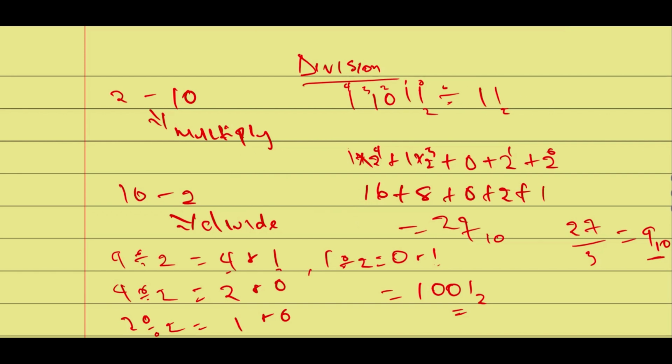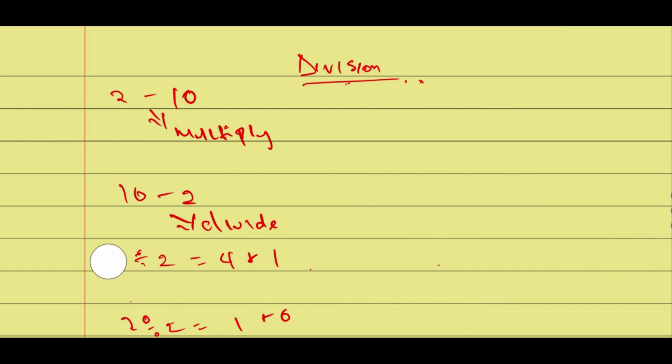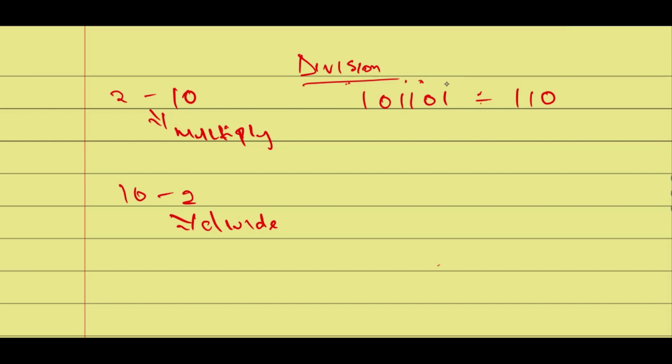Let's look at another example. Remember what we said? Conversion of base 2 to base 10 is multiplication, and conversion of base 10 to base 2 is division. Let's look at the other example. For this example, we had 1, 0, 1, 1, 0, 1 divided by 1, 1, 0. So we're going to convert both of these to base 10. So for this, we have 0, 1, 2, 3, 4, and 5.